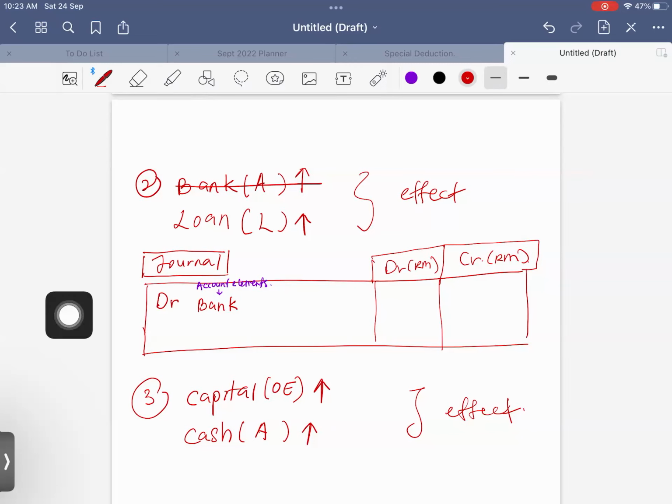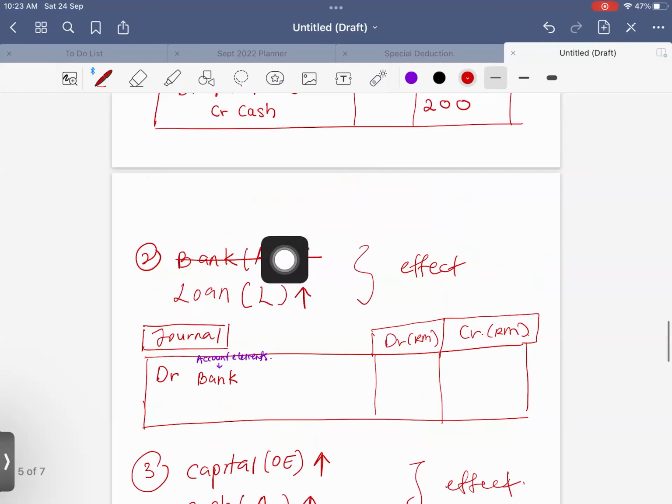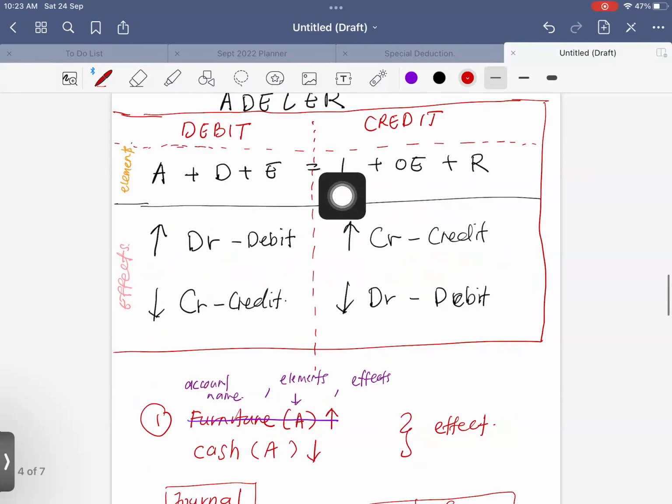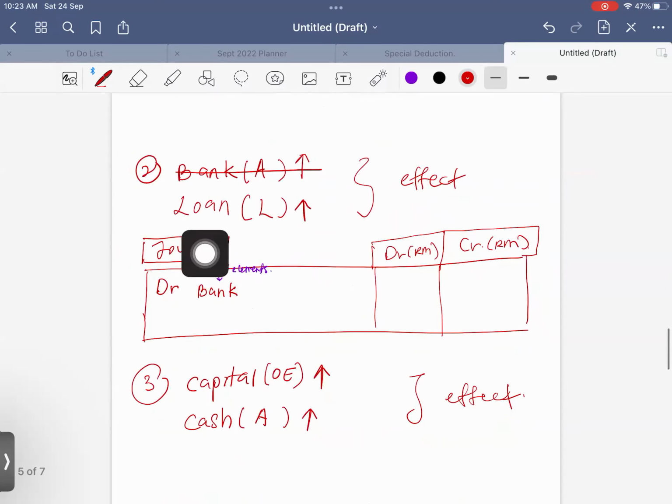Okay, bank. Okay, loan. Loan tadi liability increase. Tengok liability increase in the formula. Liability here. Okay, liability increase, kita will credit the account. So, what is the account's name? Loan. Ni account's name kan? So, the account's name is loan. Credit. So, bila credit, masukkan sikit dia punya CR tu.